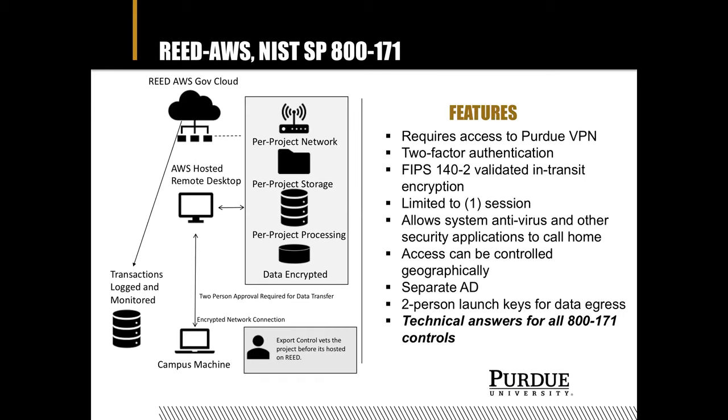So we built a new solution to provide support institutionally for NIST 800-171. It was dubbed READ, the Research Environment for Encumbered Data. For a lot of reasons, the short timeline and lack of physical places to put this, we built our solution in Amazon GovCloud. Every project has its own enclave. It uses the Purdue VPN. I don't need to go through all the controls that you need to have for NIST 800-171. That could be a whole talk all by itself.